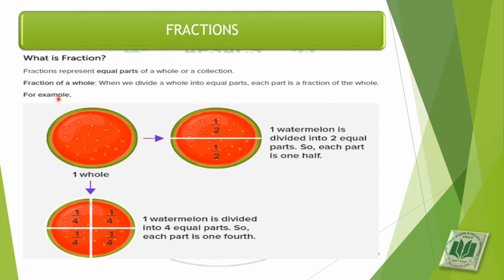For example, here we have a watermelon. This is one whole. When we divide it into two equal parts, each part is one half. And here we get the fraction of a whole. Again here we divide this whole into four equal parts, so each part is 1/4 of the whole.